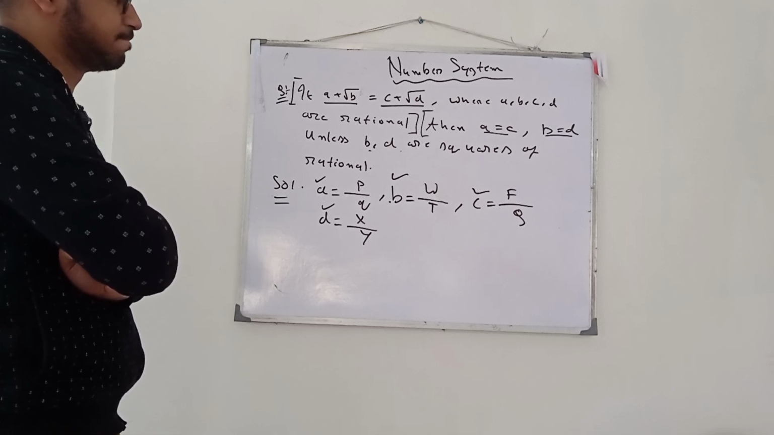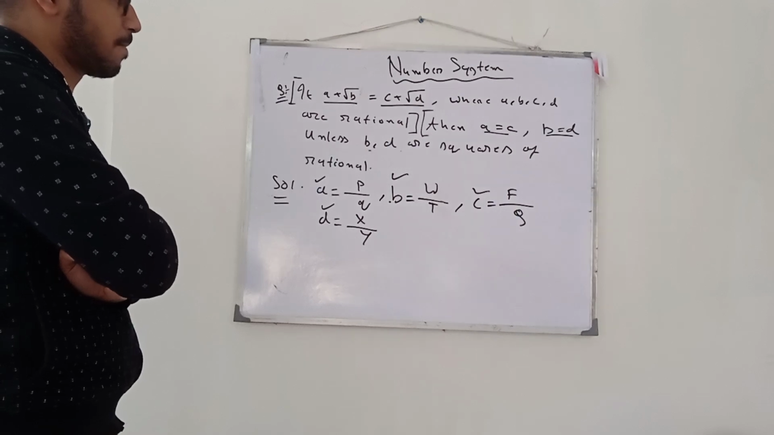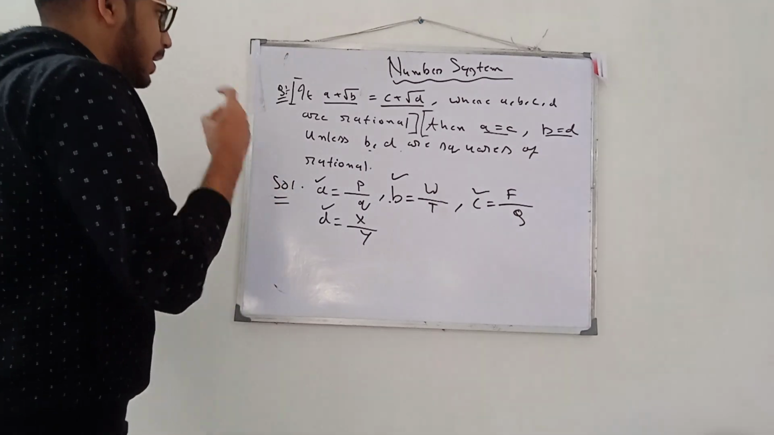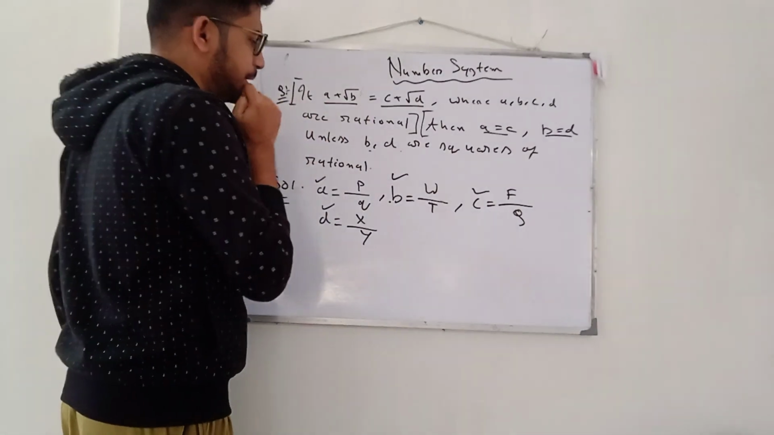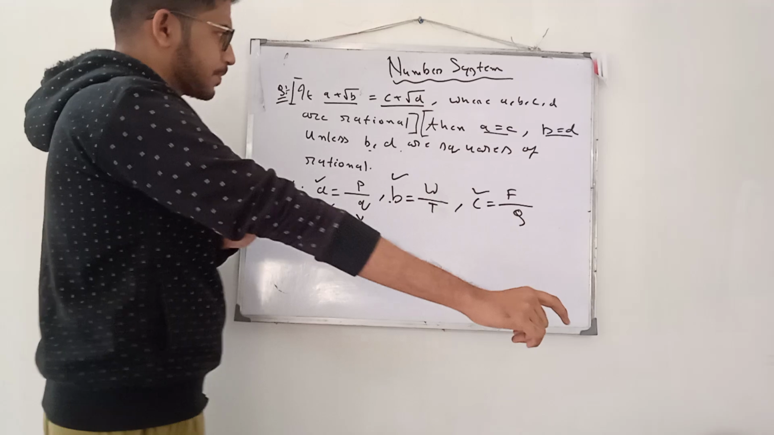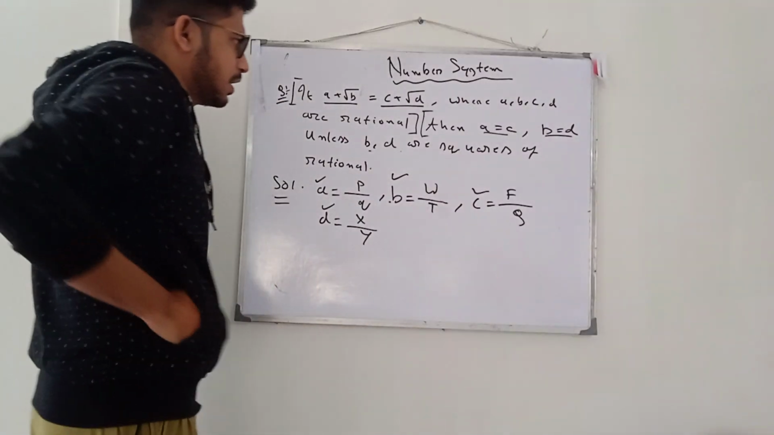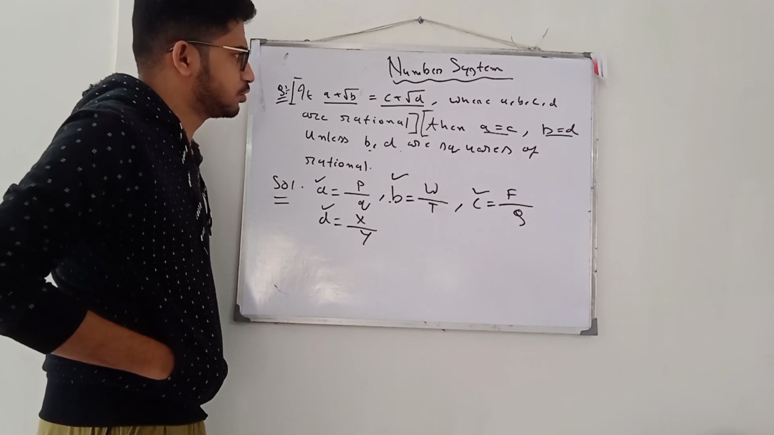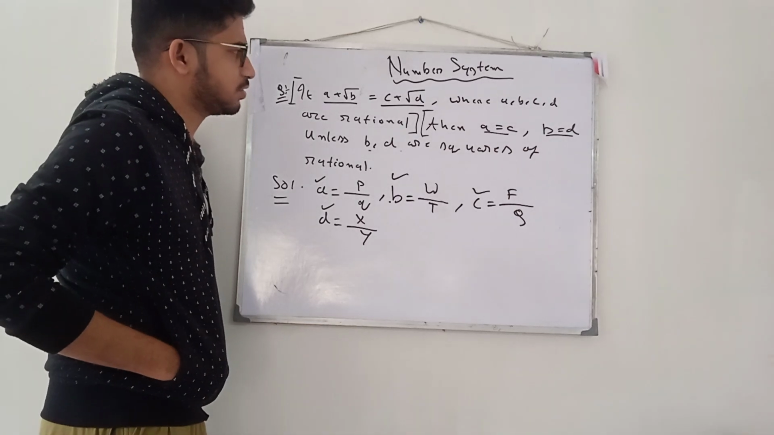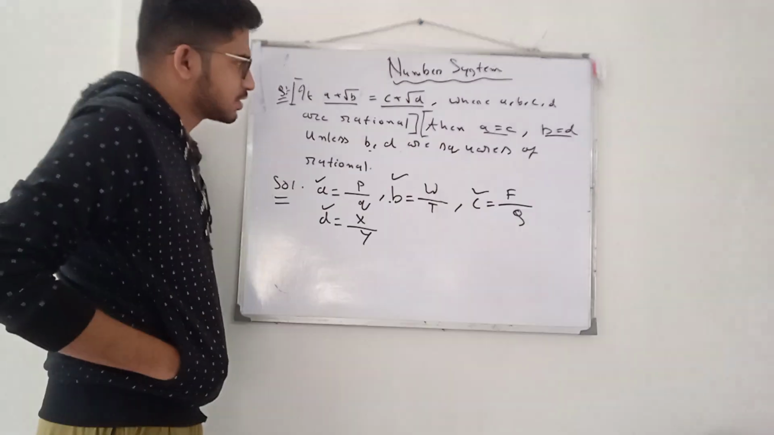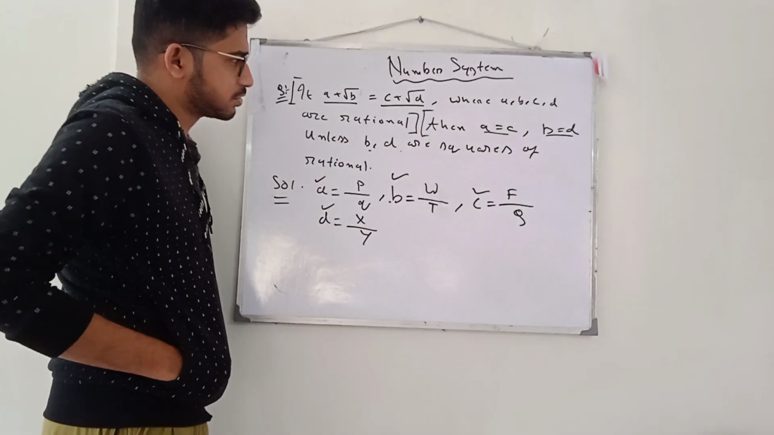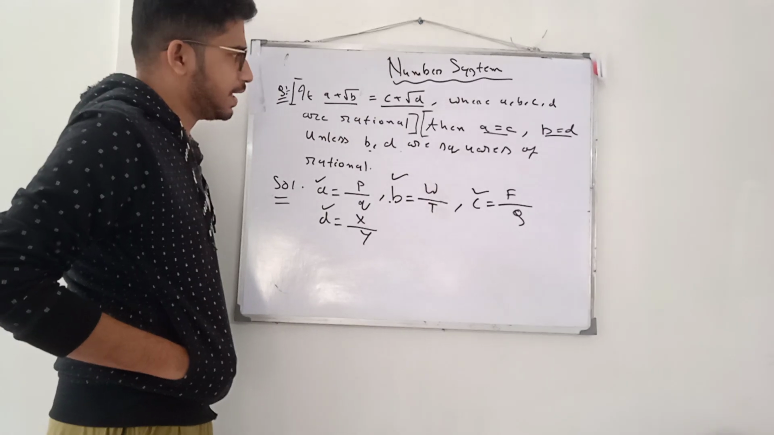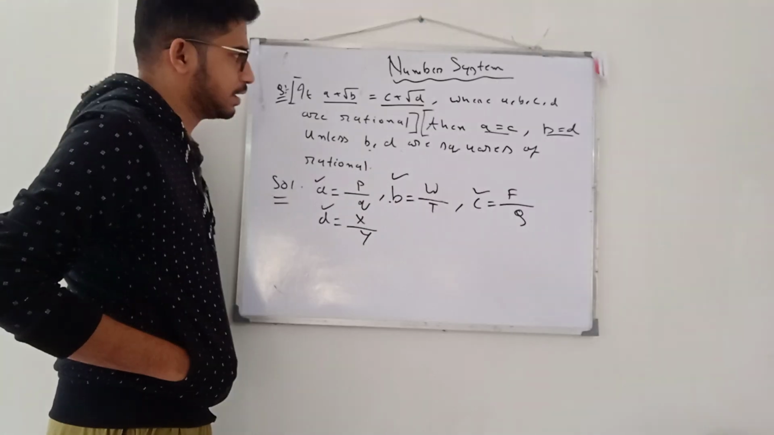Guys, how to solve this? Here they're saying a plus root b and c plus root d. That means b has a root and d also has a root. After squaring root b and also squaring root d, we have b and d.